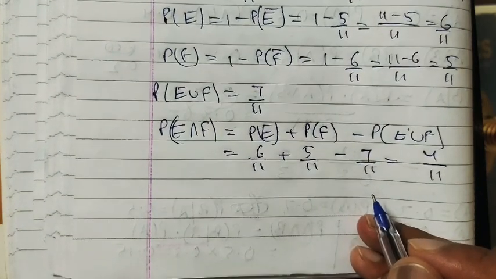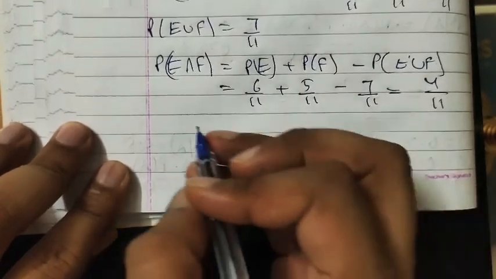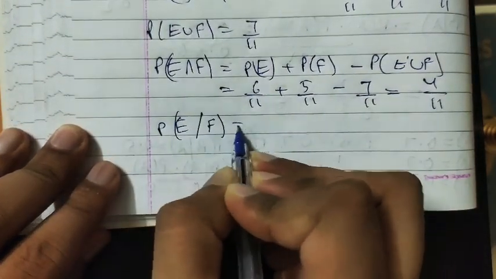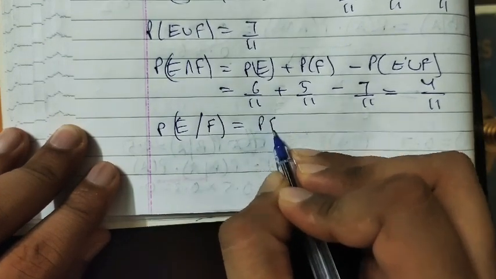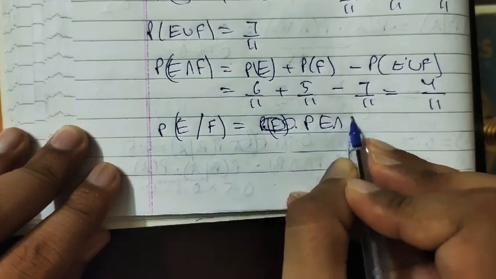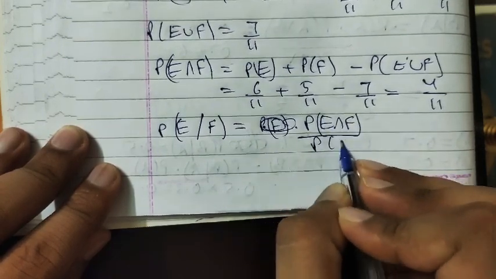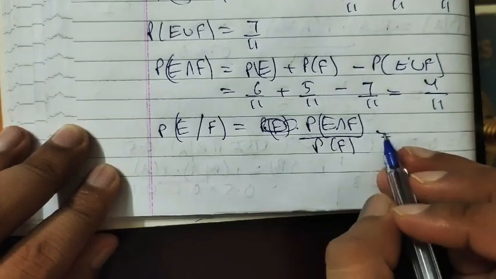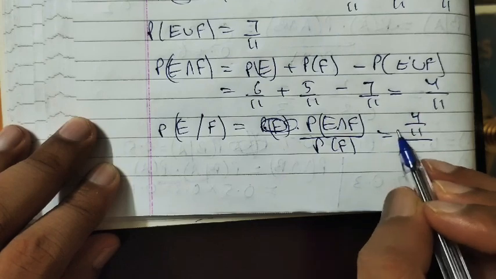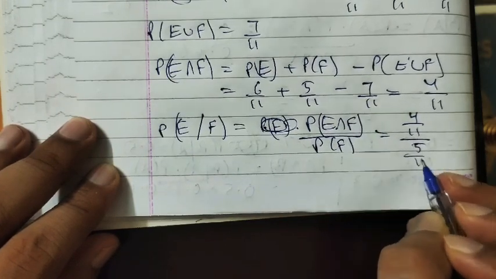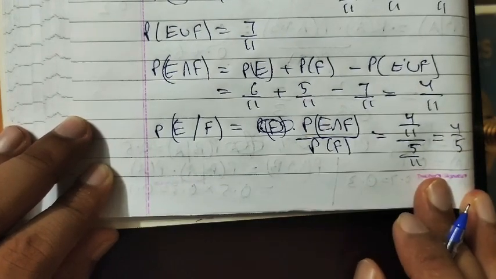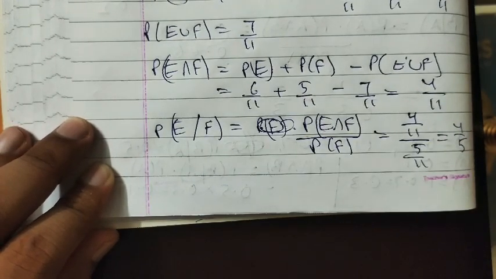Next we have to find out probability of E upon F. So probability of E upon F. The formula for it is probability of E intersection F upon probability of F, right? So probability of E intersection F is 4 upon 11. Probability of F is 5 upon 11, right? So this will be equal to 4 upon 5. So 4 upon 11 upon 5 upon 11, 4 upon 5.